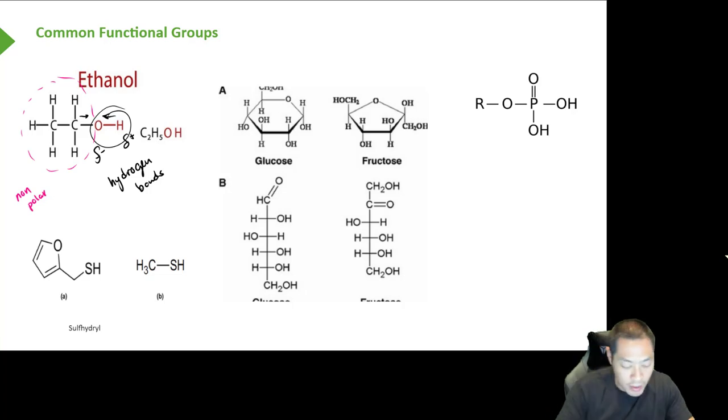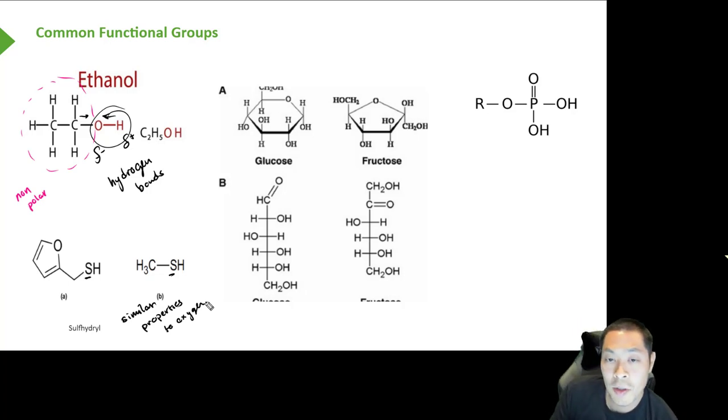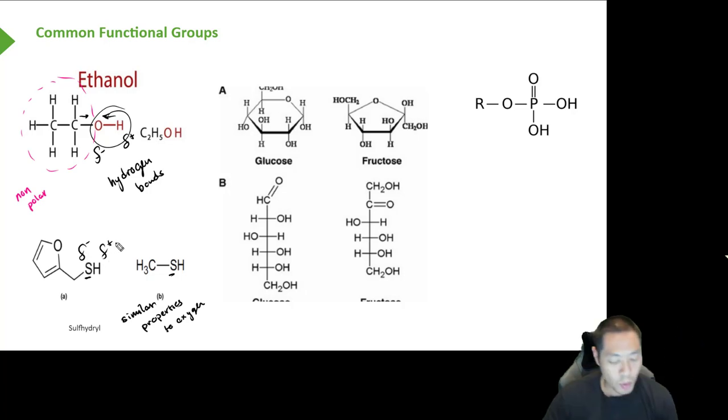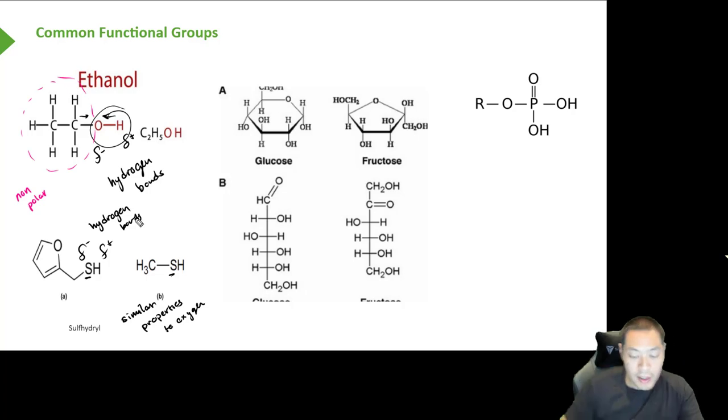Another group that we have right here is a sulfhydryl. When you look at this, you're like, okay, it's a little bit different, but it's going to have very similar properties to oxygen. If you look at the periodic table, you'll notice that they're right by each other. Because of that, sulfur is also electronegative, and it's going to pull the electrons away from the hydrogen. So it's also going to be able to make hydrogen bonds. So those are very common, and they're very similar. You have oxygen and hydrogen, and sulfur and hydrogen.